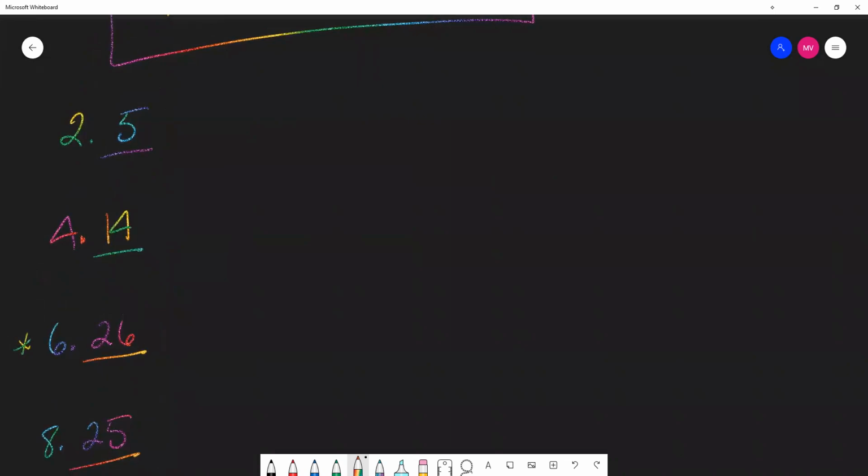For number 2, we had 17 minus 8 plus 4 in parentheses. So order of operation tells us we do what? We do the 8 plus 4 first, the addition inside. So this becomes 17 minus 12, and your answer is 5.